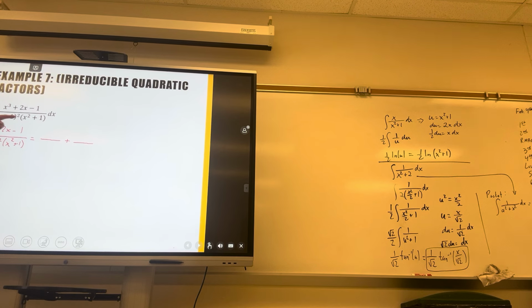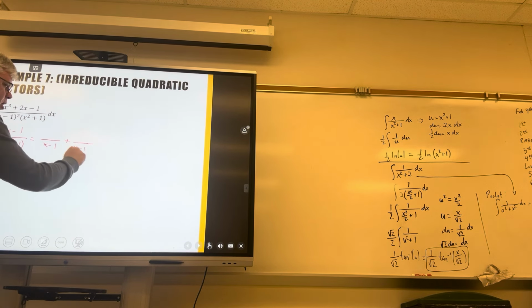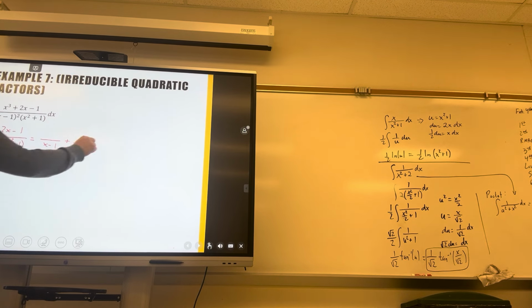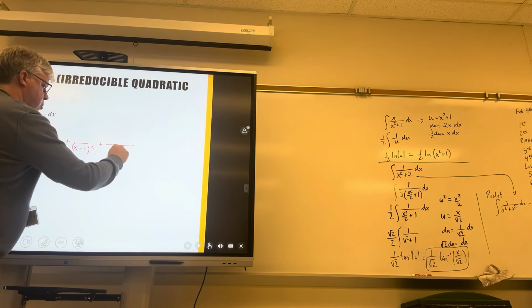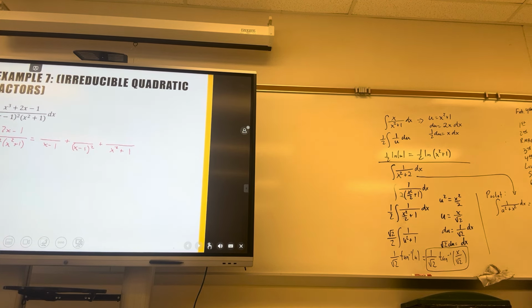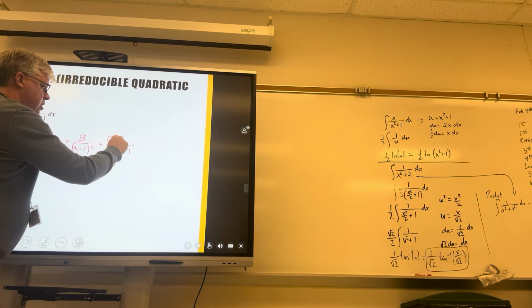We've got repeated factors and a quadratic that doesn't break down. So how many denominators am I going to have? 3, right? The first one should be x minus 1. But because x minus 1 repeats, the second one is x minus 1 squared. And then you have the quadratic that doesn't break down, x squared plus 1. The first two numerators should be similar. We just have constants there, so you've got A and B. But this is the case where you have a general linear term, so this would need to be like Cx plus D.